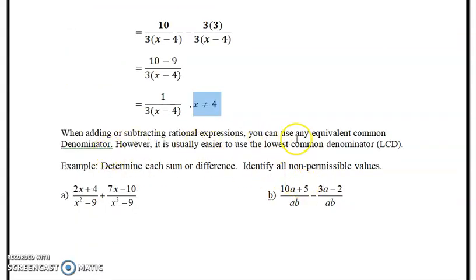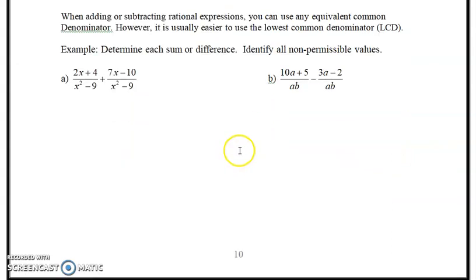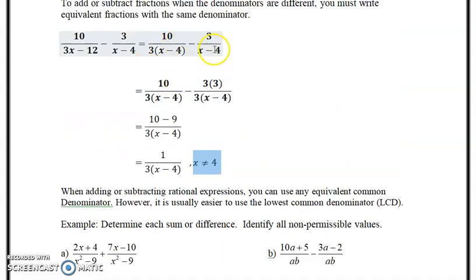So when adding or subtracting rational expressions, you can use any equivalent common denominator. However, you usually use the lowest. I usually do the lowest, but again, that's completely up to yourself. So let's take a look at the first example. I'm going to steal this one just to get ourselves ready here.